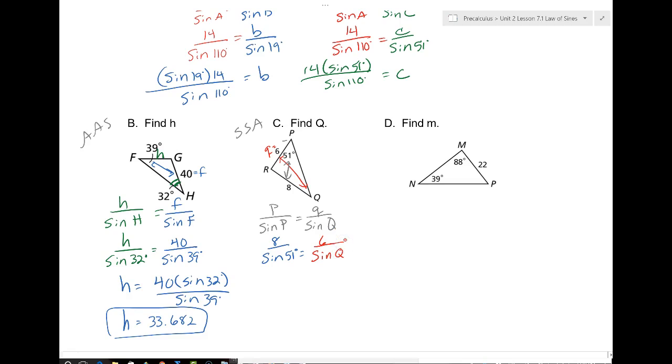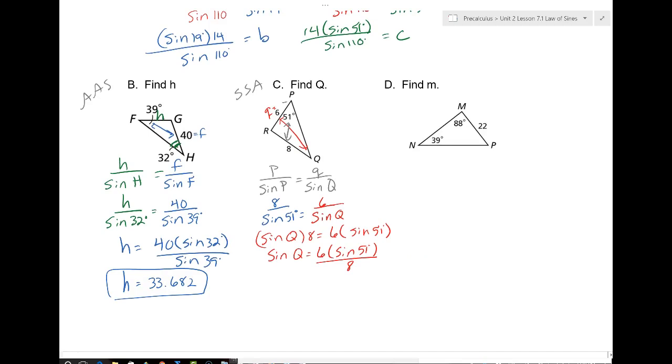I would say cross multiply first. So I'm going to get the sine of Q times 8 equals 6 times the sine of 51 degrees. Then I'm going to divide by 8. So I get sine of Q is equal to 6 times the sine of 51 degrees, all divided by 8. Now, this is where this step comes in. I'm looking for the measure of angle Q. Well, to find the measure of angle Q, I do the sine inverse of everything that you saw up above here. So 6 times the sine of 51 degrees over 8.